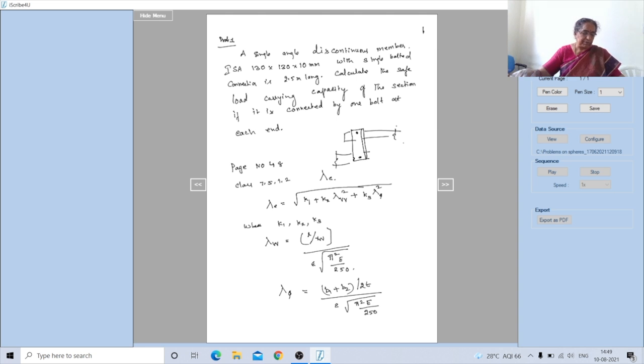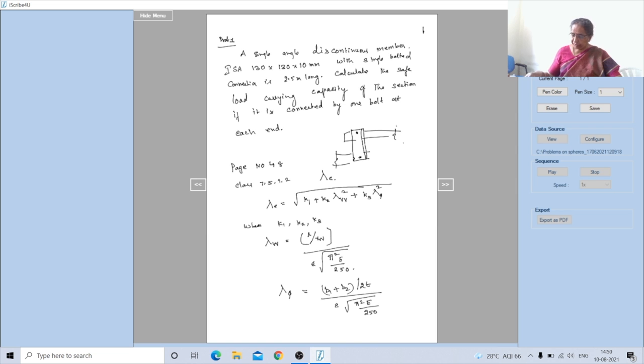These are the formulas where L, as given in the code book IS 800, is the center to center length of the supporting member. RVV is the radius of gyration about the minor axis, which is available in the SP6 steel tables. B1, B2 are the widths of the two legs of the angle, and t is the thickness of the leg, and epsilon is the yield stress ratio, that is nothing but the square root of 250 by fy. Okay, so this is the data given in the code book.